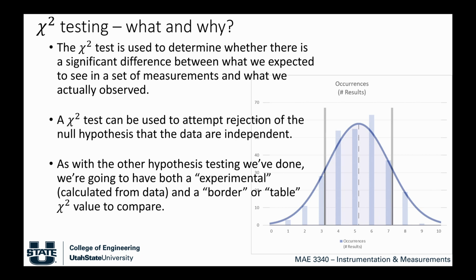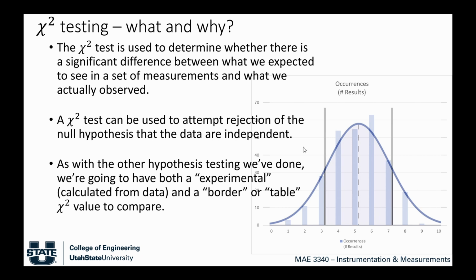So a chi-squared test can be used to attempt rejection of a null hypothesis, that the data are independent of one another. Again, like we've talked about with the null hypothesis, we are going to be using this chi-squared distribution and setting up a null and an alternate hypothesis to determine whether or not the data set is well represented, if the observed data set is close to what we expected to see.